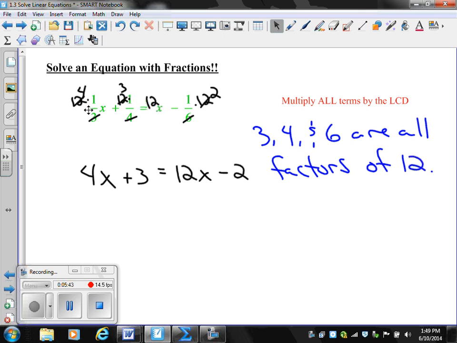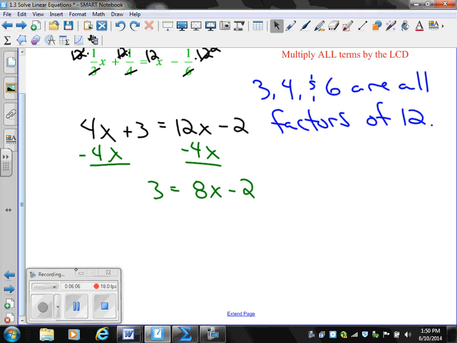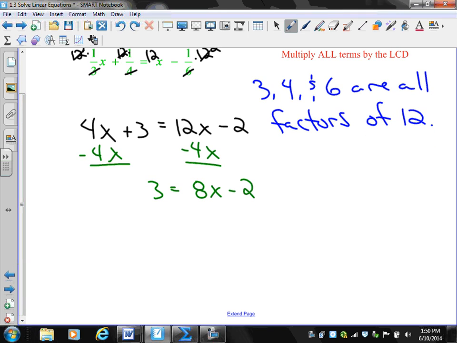Okay, so I have a little more cleanup to do here. I'm going to move the 4x to the right side. That way you end up with a positive 8x. So I'm going to subtract 4x. And I get 3 equals 8x minus 2. And a little more adding. I'm going to add 2 on both sides. I get 5 equals 8x.